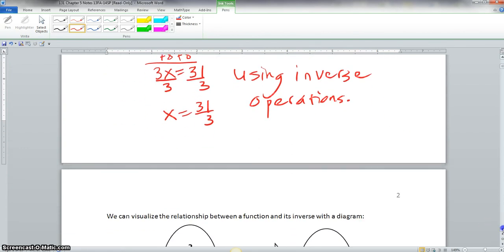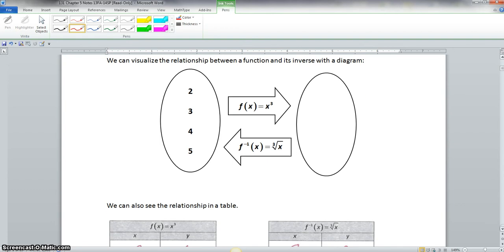So now we scroll to the next page. It says here, we can visualize the relationship between a function and its inverse with a diagram. Now, if you look here at this diagram, first of all, we have our function. And down here, we have our inverse function. So first thing we would do is this. Substitute in 2 for x. We know 2 to the third power will give us 8.